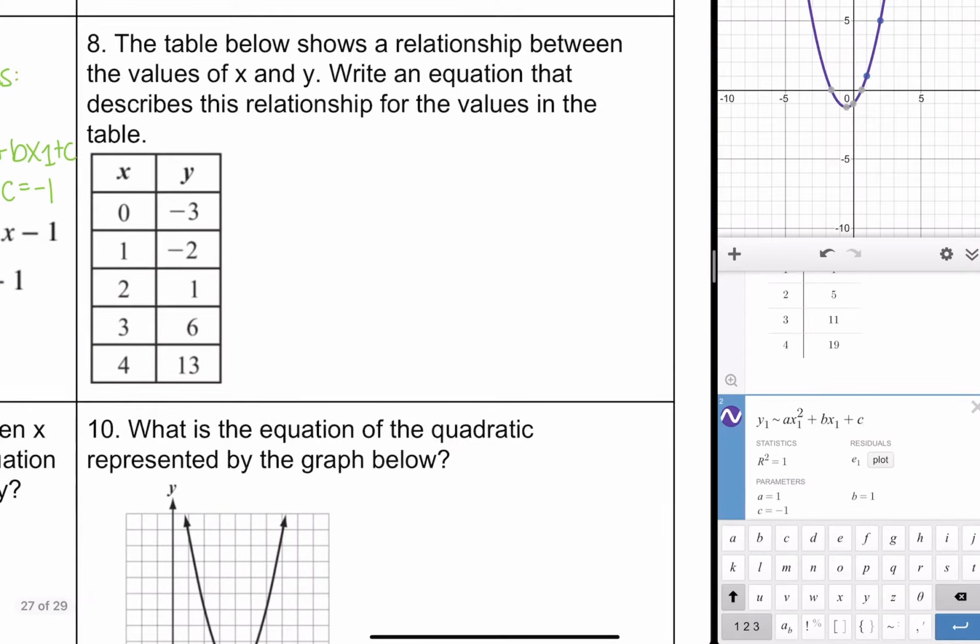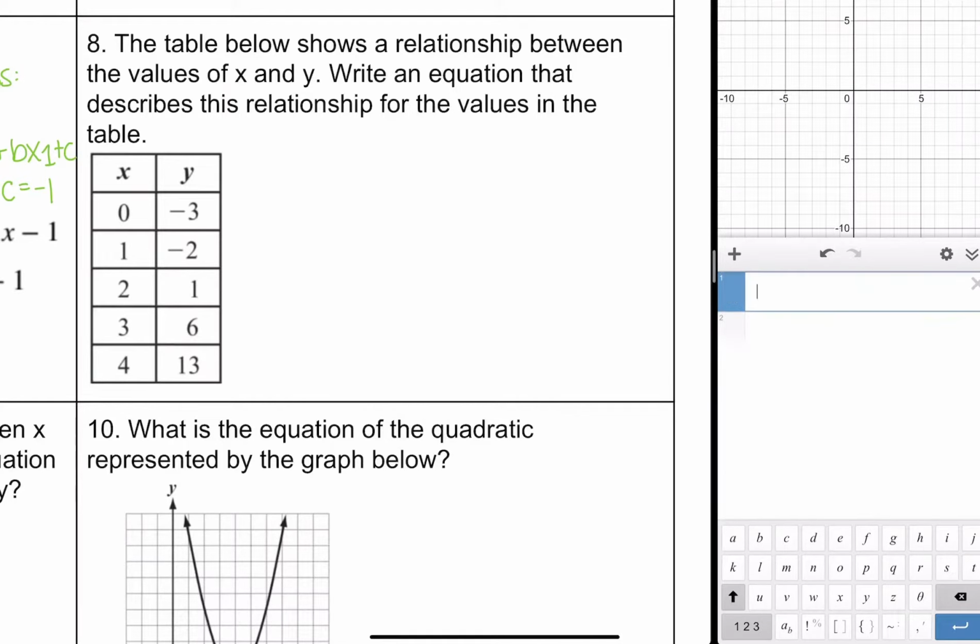If you missed number 8, here's a quick explanation of that one. So the table shows a relationship between the values of x and y. Write an equation that describes the relationship. So we are looking for the equation. That means in Desmos, we're going to put in the table.